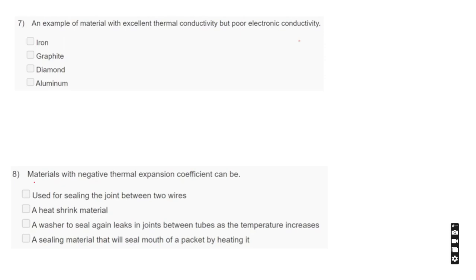So what is the answer for the seventh question? Can anyone guess the answer? Is it diamond, ma'am? Yeah, the answer is diamond. Why are you saying that? Yeah, because it has a poor electrical conductivity. How is it possible? Why?